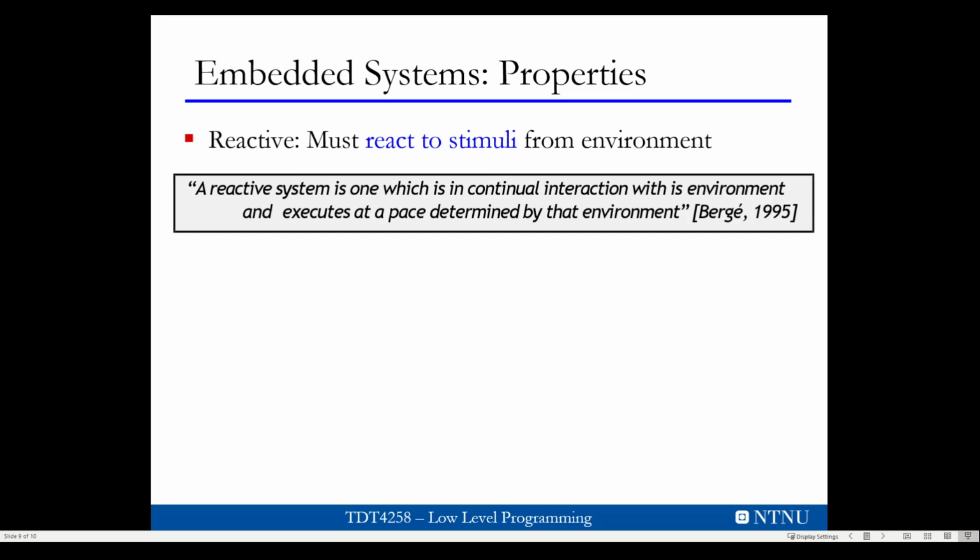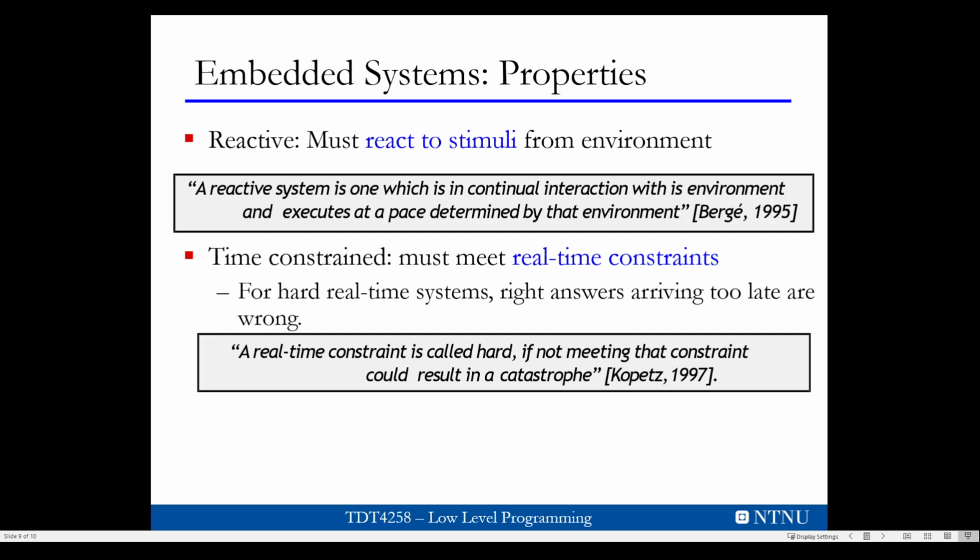Now, since embedded systems continuously interact with the environment, they have to be very reactive. And the rate of reaction is determined by how quickly their environment is changing. They should be able to keep pace with the rate of change of their environment. As a result, they are time constrained. That means they need to do the operation within certain time limits. For hard real-time systems, if the right answers are coming too late, they are just wrong.